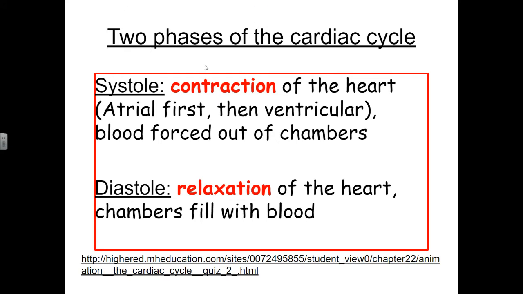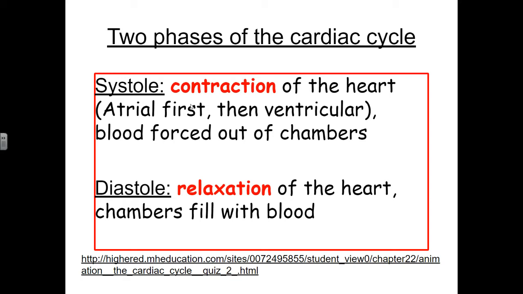Two phases of the cardiac cycle. So we have systole, contraction of the heart. When you feel your pulse, you're feeling for ventricular systole. You're feeling for the push of the heart. So contraction of the heart. The atria contract first to push the blood down into the ventricles. We call that atrial systole. The ventricles then contract, forcing the blood up. That's called ventricular systole.